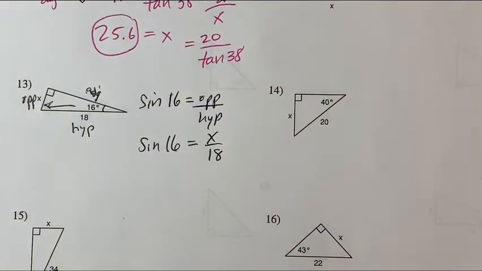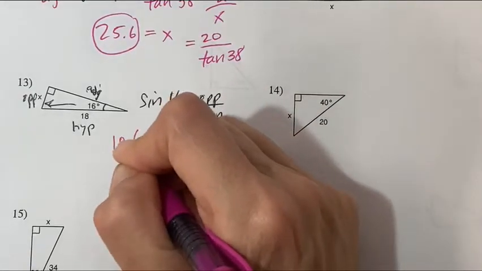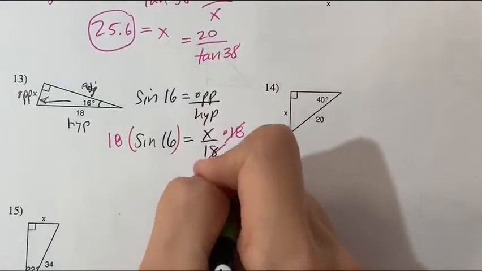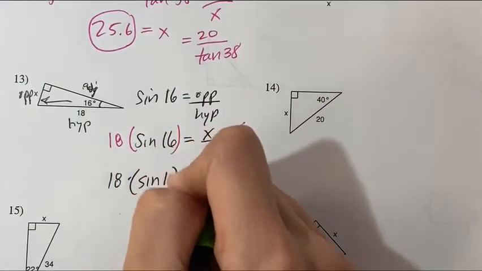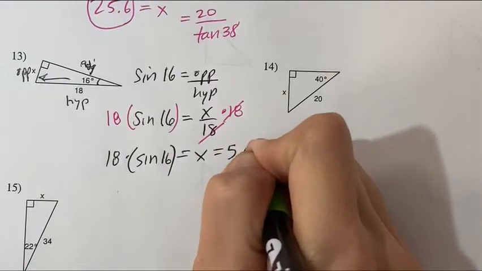The swap won't help me. So this time I'm going to multiply both sides by 18, and let the calculator do its job. 18 times 16 sine, enter, 4.96, so that would round up to 5.0.